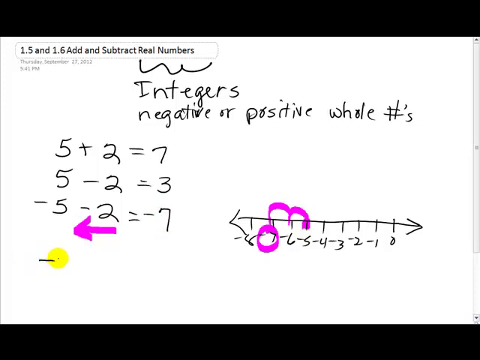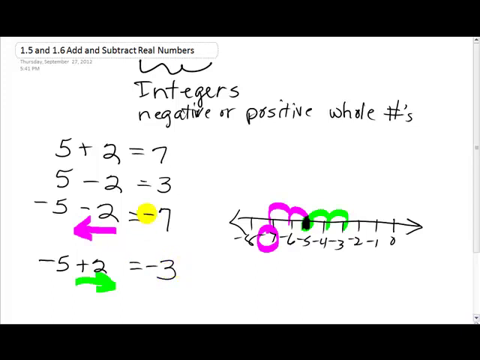What if I have -5 plus 2? Let's look at what happens there. Let me get a different color. If I start at the -5 again, and I go plus 2, that means I'm going to go to the right. 1, 2. I end up on the -3.